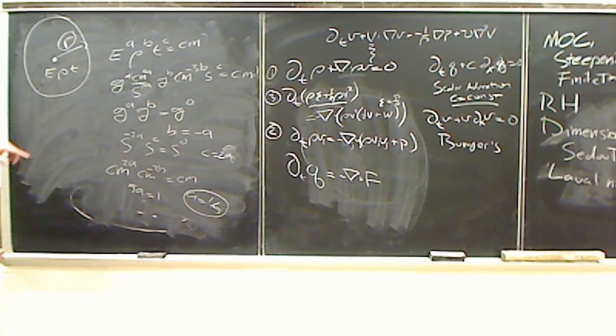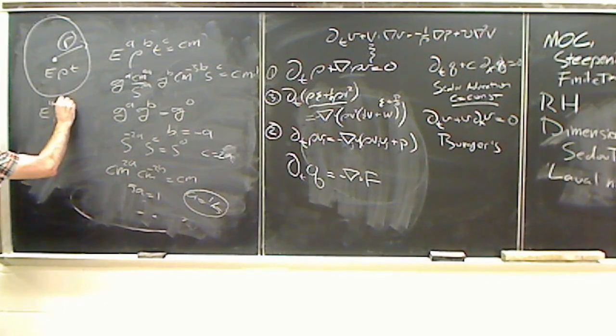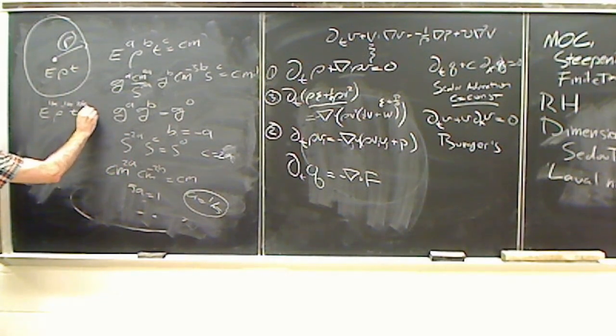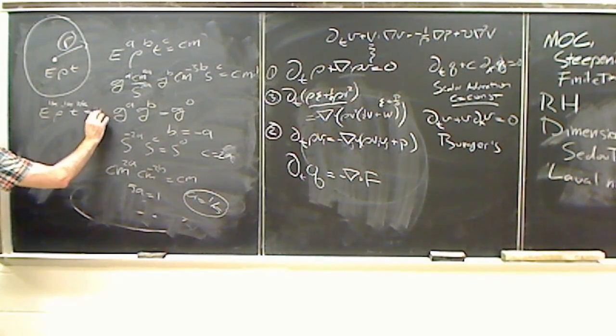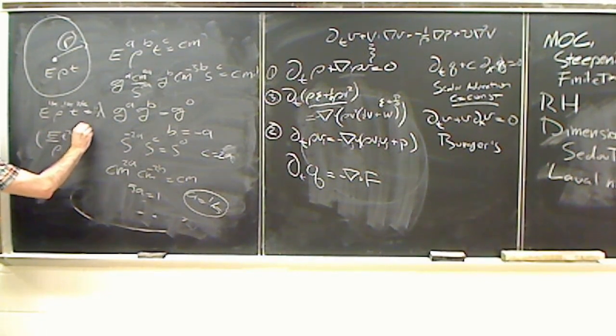So now let's plug all this in together. And I'm left with energy to the 1/5 times density to the B, which is minus 1/5, times time to the C, which is 2/5, equals lambda. So let's simplify this. So this is E T squared over rho to the 1/5 equals lambda. Make sense?